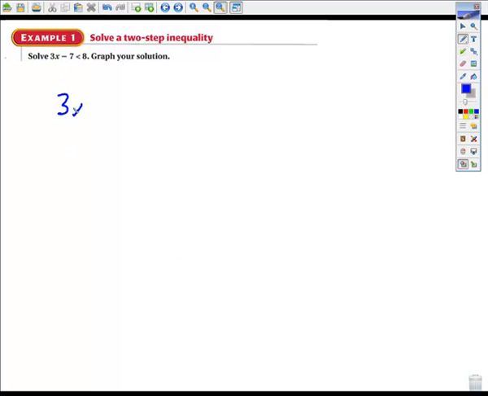Here we have 3x minus 7 is less than 8. Well, it's just a two-step inequality. So we would add the 7 to both sides to get 3x is less than 15. We would divide by 3 and end up with x is less than 5.